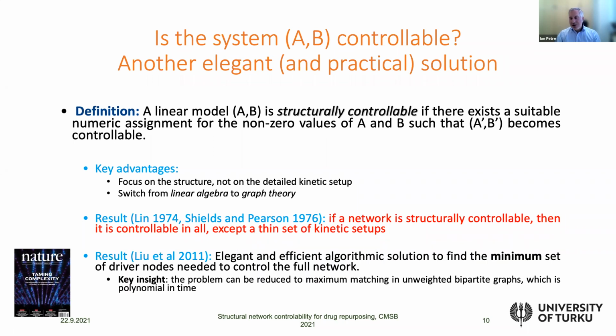And so going back to where we started from, with the cover of Nature and all these things, what they did was a very elegant and efficient algorithmic solution to find a minimum set of driver nodes that you need to control the full network. And what they observe is that the problem can be reduced to maximum matching in unweighted bipartite graphs, and this could be done in time polynomial in the size of the input problem. So all of these things lead now to these results that we started from. And this paper by Liu gave this solution to really solve the full controllability of a network.